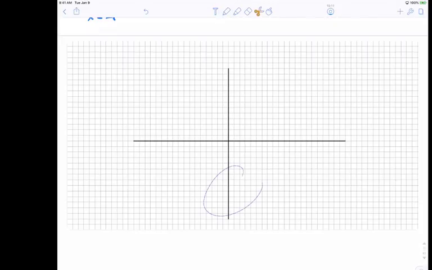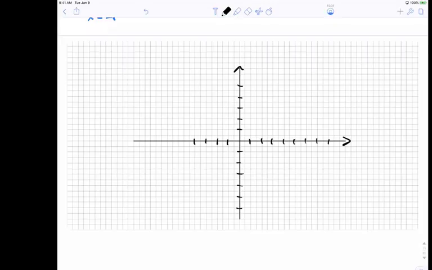Okay, let's go like this. 1, 2, 3, 4, 5, 6, like that. And then 1, 2, 3, 4, 5, and that's enough. 1, 2, 3, 4, 5. 1, 2, 3, 4, 5, 6. That's enough. So then this is 1, 2, 3, 4, 5, 6, 7, 8. 1, 2. This is the origin. 3, 4, 5. Negative 1, negative 2, negative 3, negative 4, negative 5, negative 6. 1, 2, 3, 4, 5, and 6.